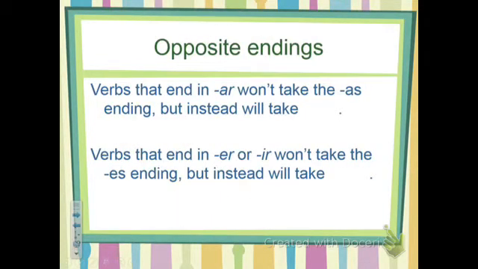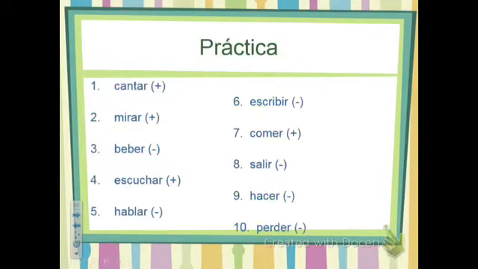Okay, so opposite endings. Verbs that end in AR won't take the AS ending, but instead will take the ES ending. Verbs that take ER or IR won't take the ES ending, but instead will take the AS endings. This is only when you're telling someone to not do something. If you don't want them to do it, you want the opposite. So let's practice a little bit.